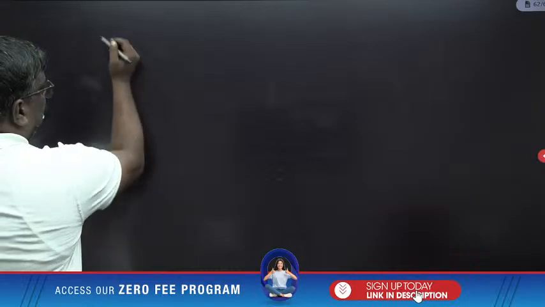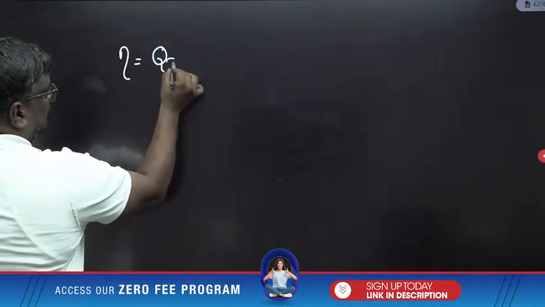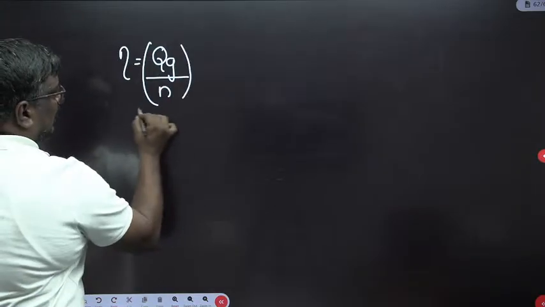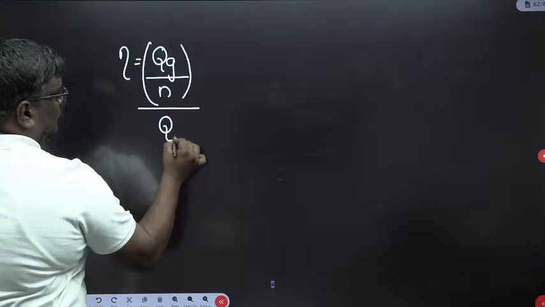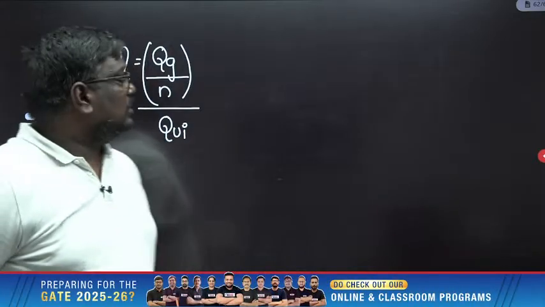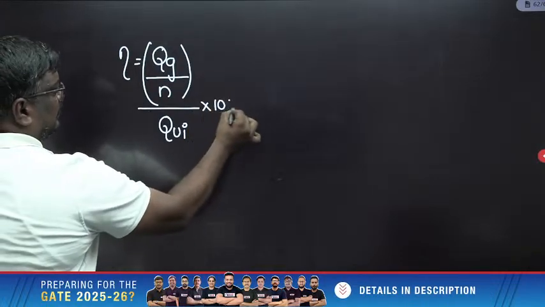If they ask you what is the efficiency of pile group, it is the ratio of pile group average load on the pile group to the ultimate load of single isolated individual pile. So this into 100 will be your efficiency.